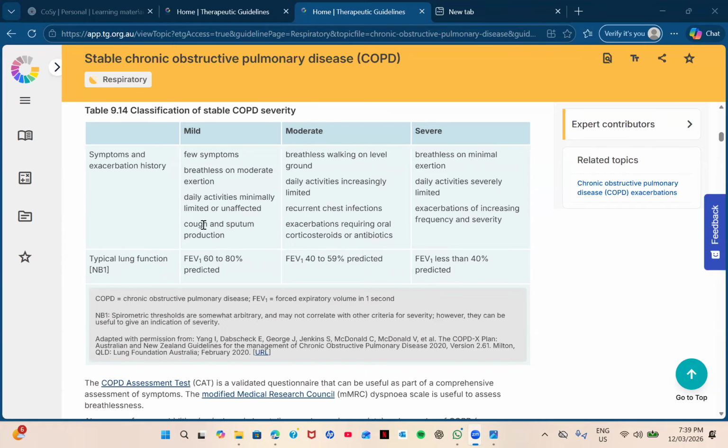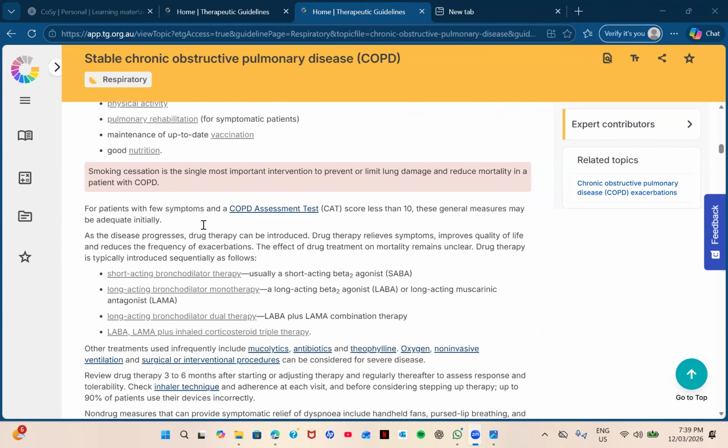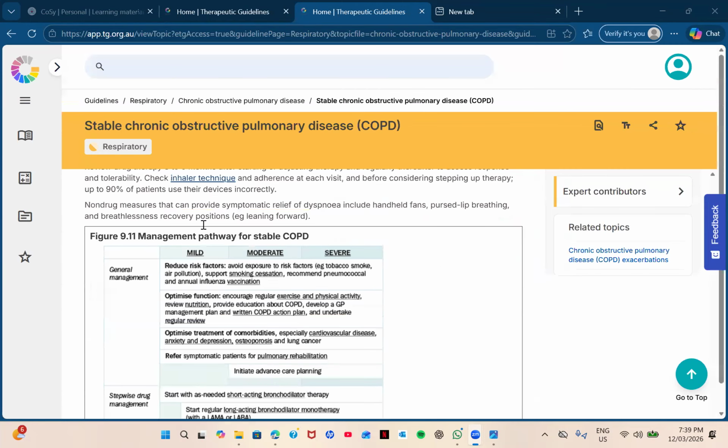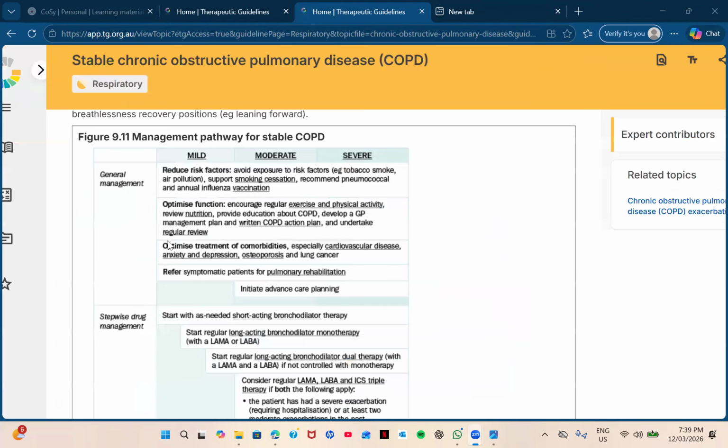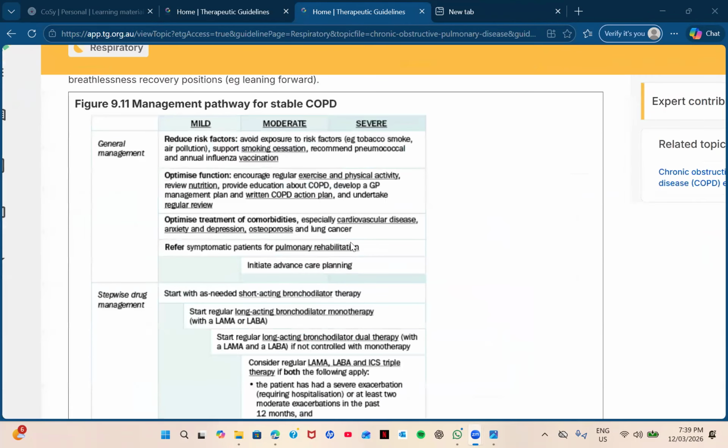Then let's discuss the treatment. This is the stepwise treatment. For mild, moderate, or severe, all cases, first of all, we have to do the general management. What is the main thing? Patients should stop smoking, right, doctors? Reduce risk factors, avoid exposure to risk factors like tobacco smoke and air pollution, right?